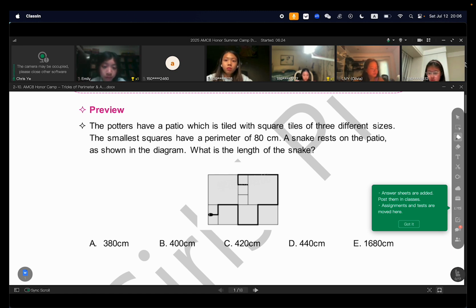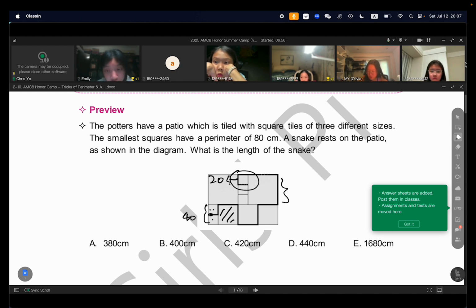So basically it says that the smaller square, which is this, has a perimeter of 80 centimeters, which means that the side length is going to be 80 divided by 4 equals 20. And since they are all squares, we can use it to find out what the other squares' side lengths are. So for example, these two, this is going to be 20 plus 20 equals 40. So the second largest square has a side length of 40. And this is made up of 3 of the smaller squares, so this is going to be 60 centimeters.